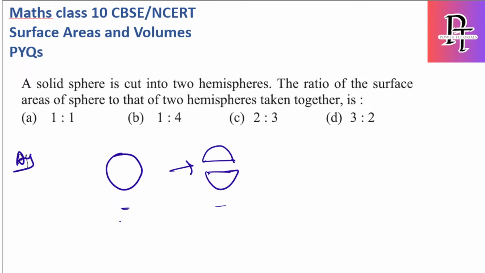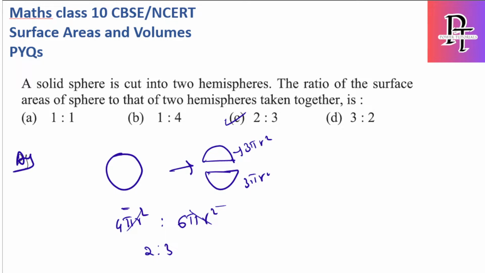This total surface area is simple. The formula is 4 pi r square, whereas here the total surface area will be 3 pi r square, and here it will be 3 pi r square. So together it will be 6 pi r square, because the total surface area of one hemisphere is 3 pi r square. If you add these 2, you will get 6 pi r square. So if I take the ratio of these two, it becomes 2:3, because pi r square gets cancelled out. 2 1s are 2, 2 3s are 6, so the answer should be C.